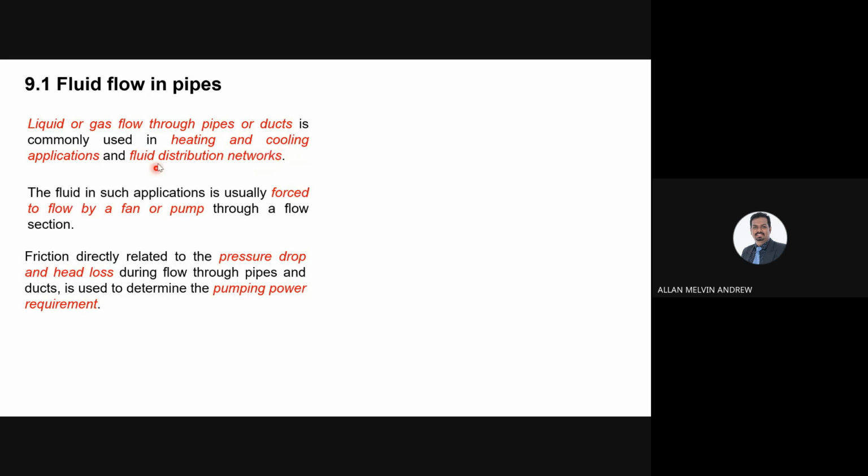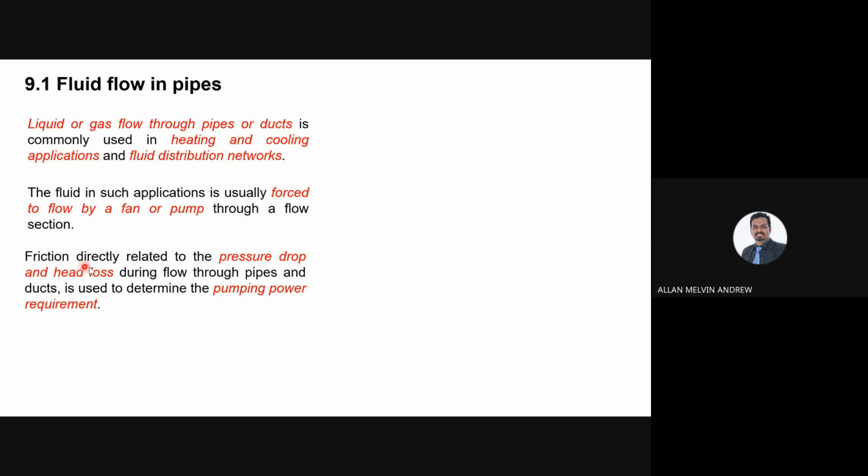The main idea of pipes and ducts is to transport the liquid and also the gas and ensure that there is a flow. The fluid in such applications is usually forced to flow by a fan or pump through a flow section. Fan is for gas, and pump is usually related to liquid. So it will generate a forced flow. Forced flow means artificial flow, something that is generated by this fan and also pump. The reason we need to use a fan and pump is that the natural flow is not sufficient. So we need to have more power, so we use fan and also pump to create that artificial or forced flow.